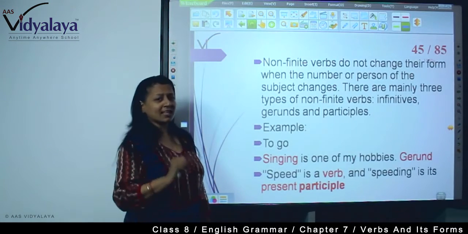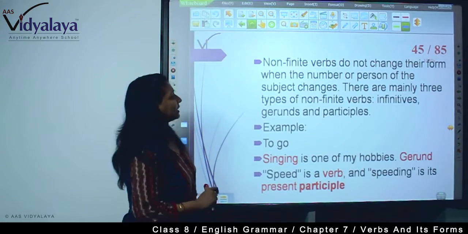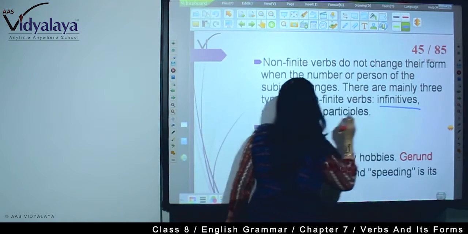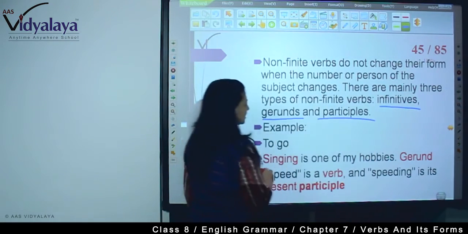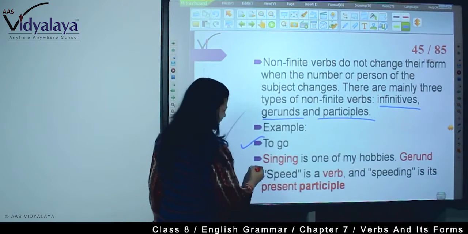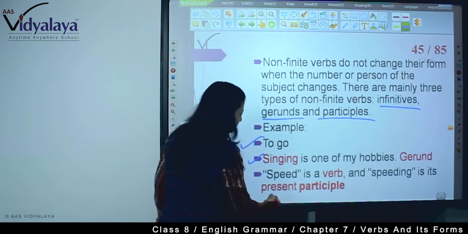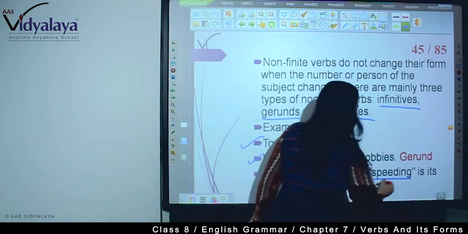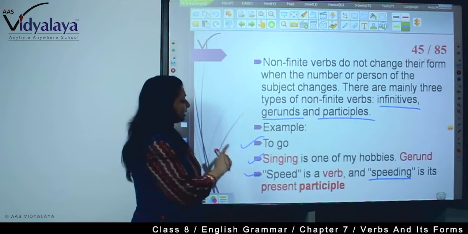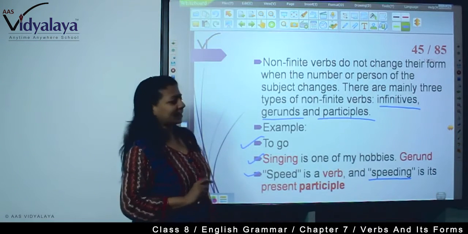Non-finite verbs do not change their forms when the number or person of the subject changes. There are mainly 3 types of non-finite verbs. These are called infinitives, gerunds and participles. For example, infinitive, to go, and gerund, singing is one of my hobbies. And then speed is a verb. So, present participle is speeding. Whatever the number or person, these will remain the same. So, these are called non-finite verbs.